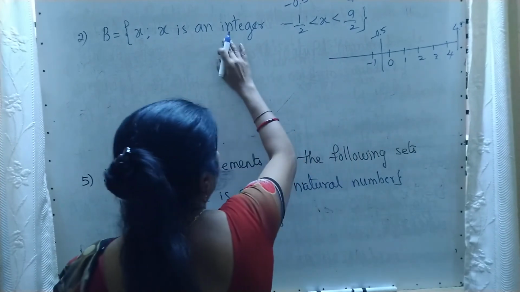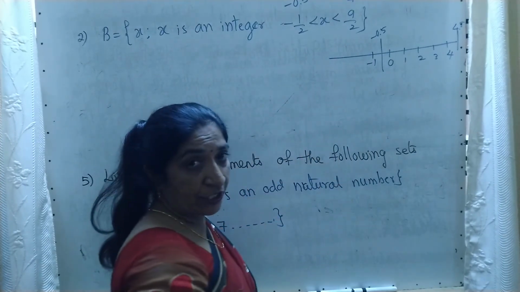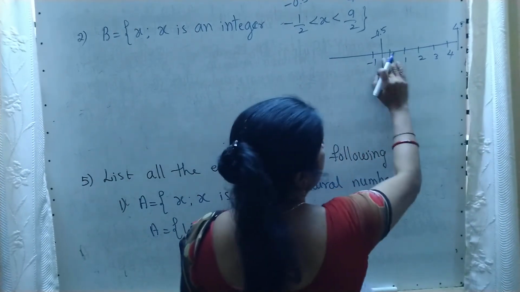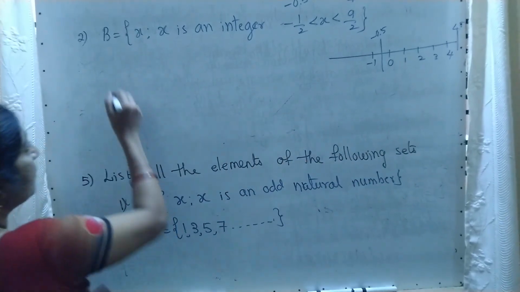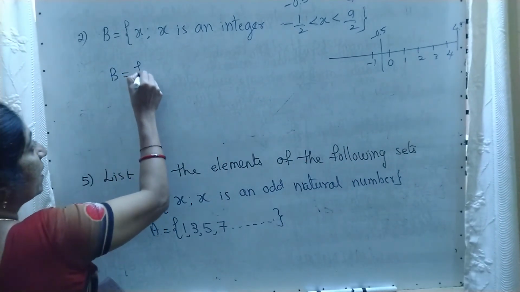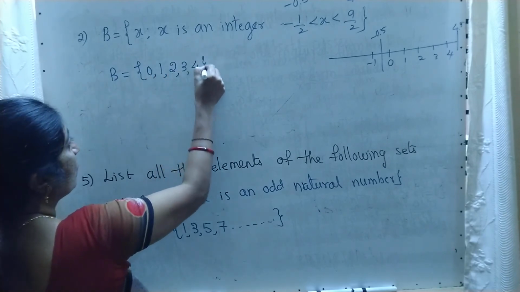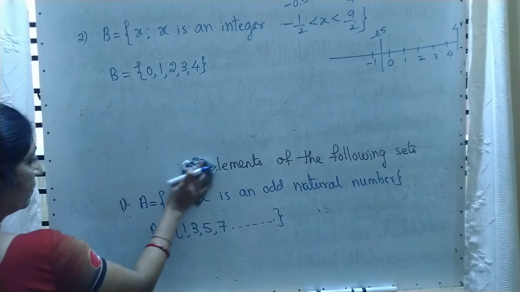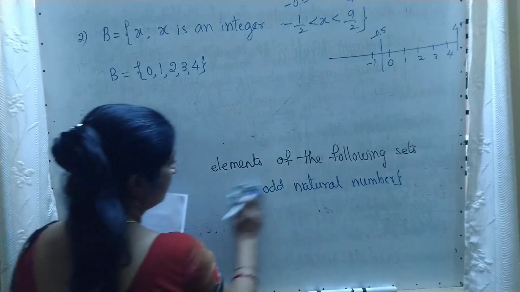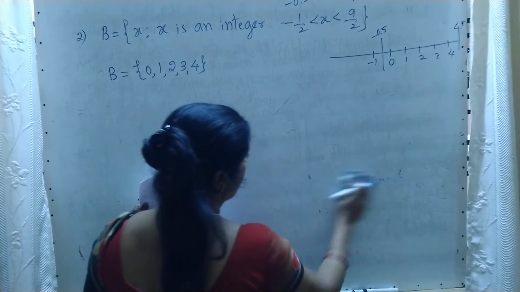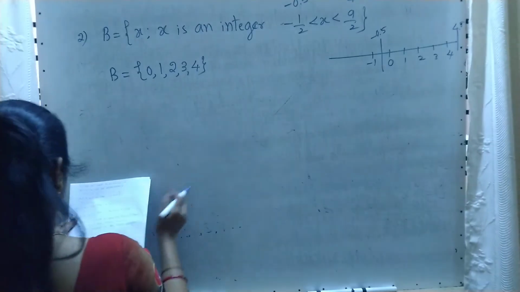We have to write the integers, means not a fraction. Integers in between this. See the number line, which numbers are you writing? We are writing 0, 1, 2, 3, 4. See, is it very simple or what? Moving to the next one.